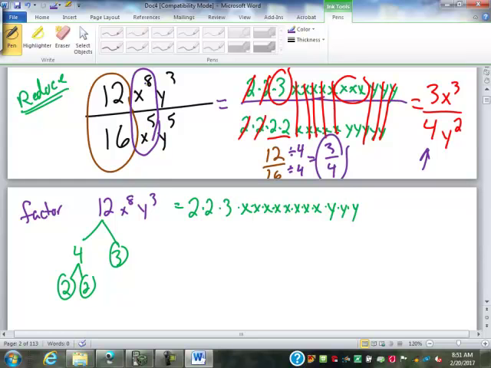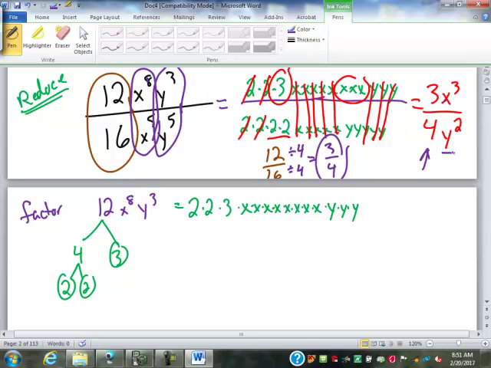We got x to the 3rd. We subtracted the powers, 8 minus 5, to get 3. Well, if we look at the y, we've got a 3 and 5. 5 minus 3 is 2.